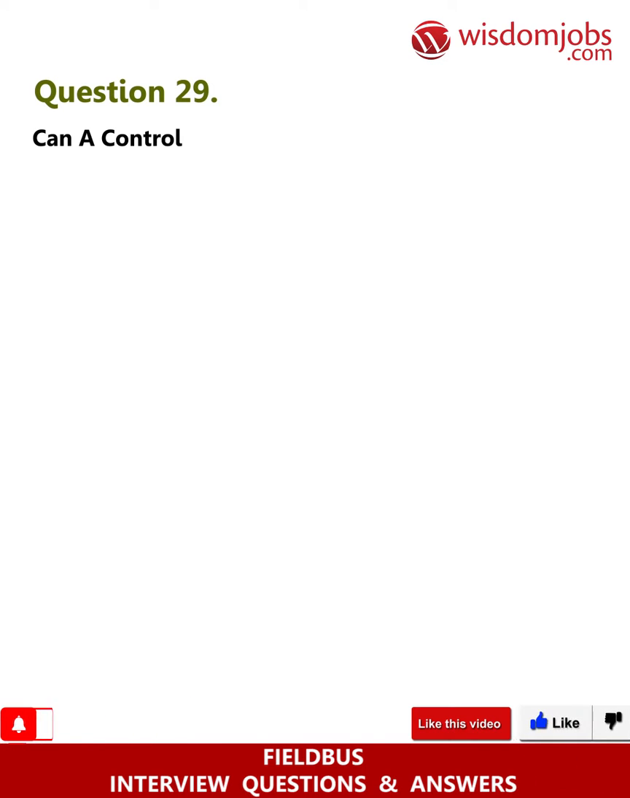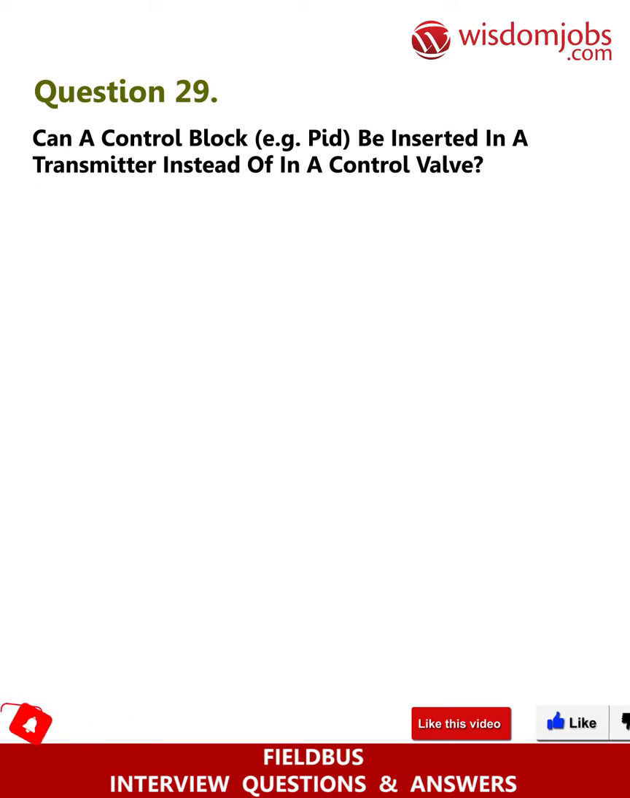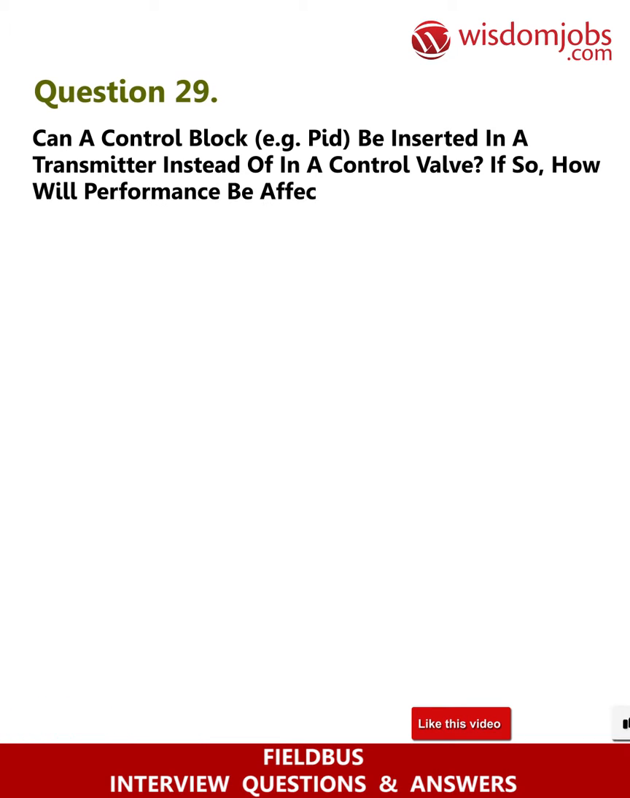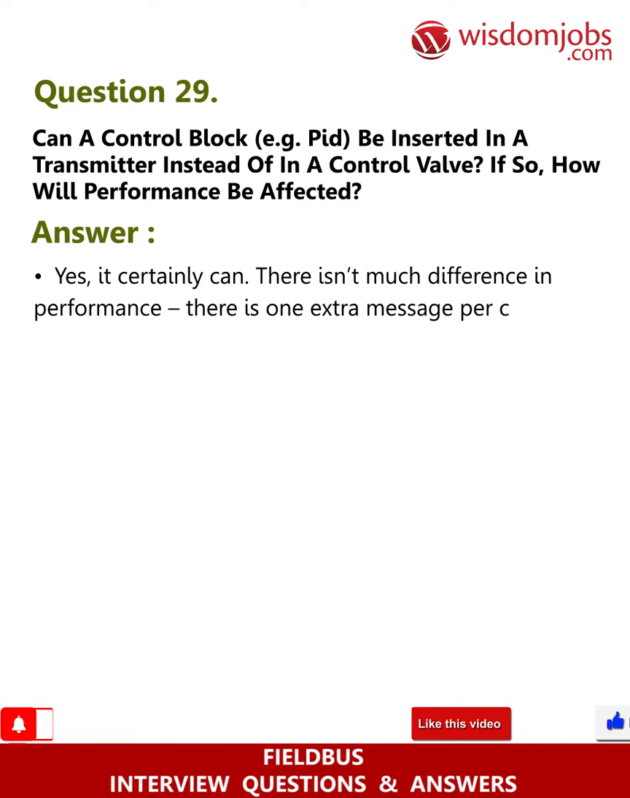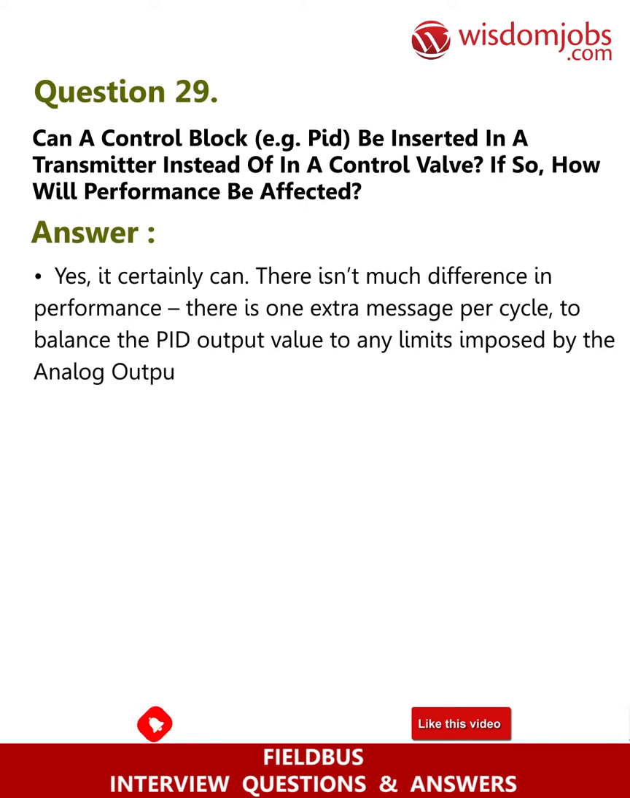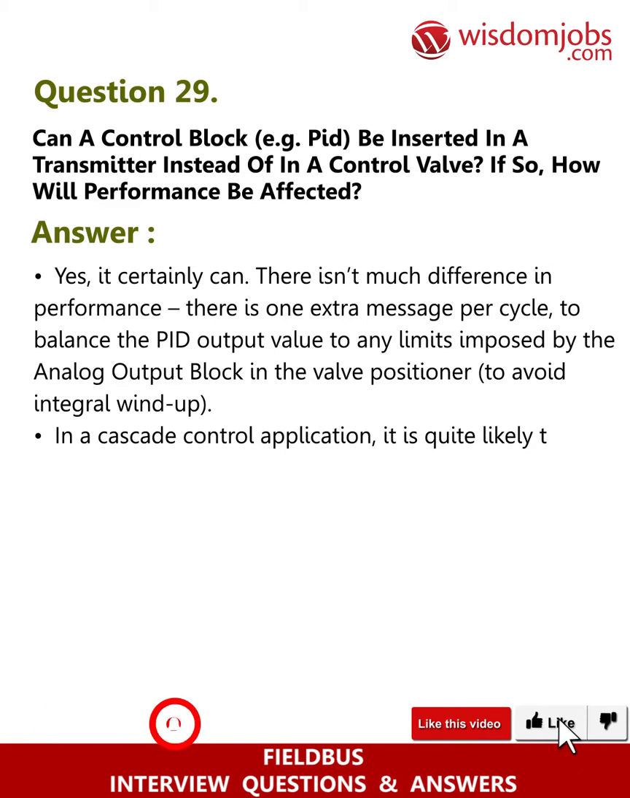Question 29. Can a control block, for example PID, be inserted in a transmitter instead of in a control valve? If so, how will performance be affected? Answer. Yes, it certainly can. There isn't much difference in performance. There is one extra message per cycle to balance the PID output value to any limits imposed by the analog output block in the valve positioner to avoid integral wind-up. In a cascade control application, it is quite likely that the primary PID will be located in the transmitter for the primary variable.